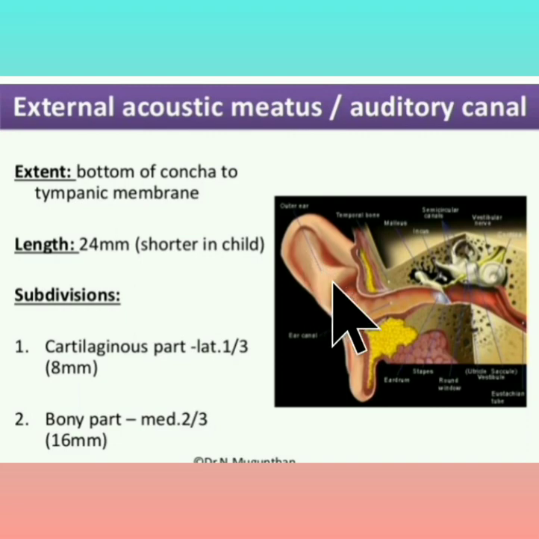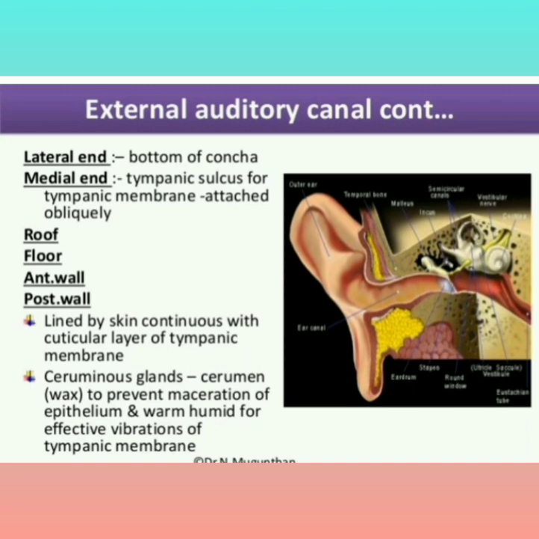We already said that the auricle is continuous with the cartilaginous part of the external acoustic meatus. The lateral 1/3 is the cartilaginous part and the medial 2/3 is the bony part. So it is subdivided into a cartilaginous part and a bony part. It consists of a lateral end and a medial end. The lateral end forms the bottom of the concha, and at the medial end there is the tympanic sulcus, where the tympanic membrane lodges, attached obliquely.